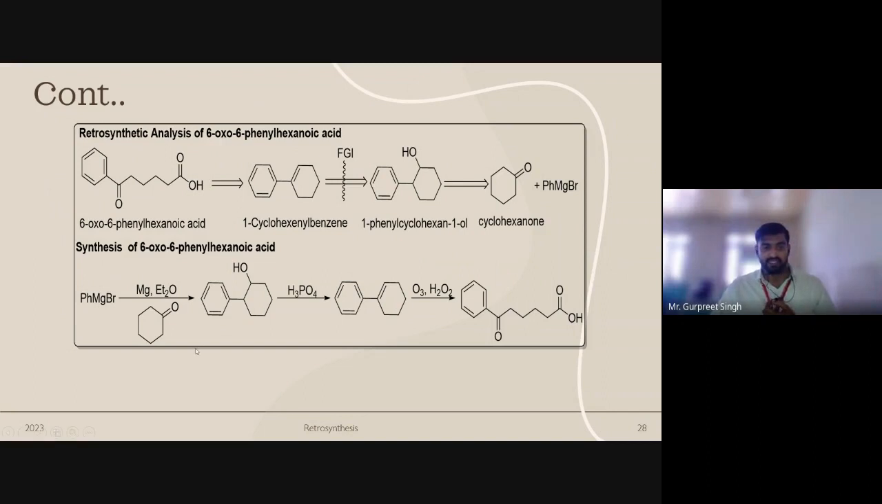And for the final synthesis, we start with the Grignard reagent, phenyl magnesium bromide, in the presence of magnesium, and cyclohexanone. We end up with 1-phenyl cyclohexan-1-ol. Then we use phosphoric acid, and we end up with 1-cyclohexenyl benzene. And then we ozonolyze this molecule. This will open up this ring from here, and we end up with 6-oxo-6-phenyl hexanoic acid.